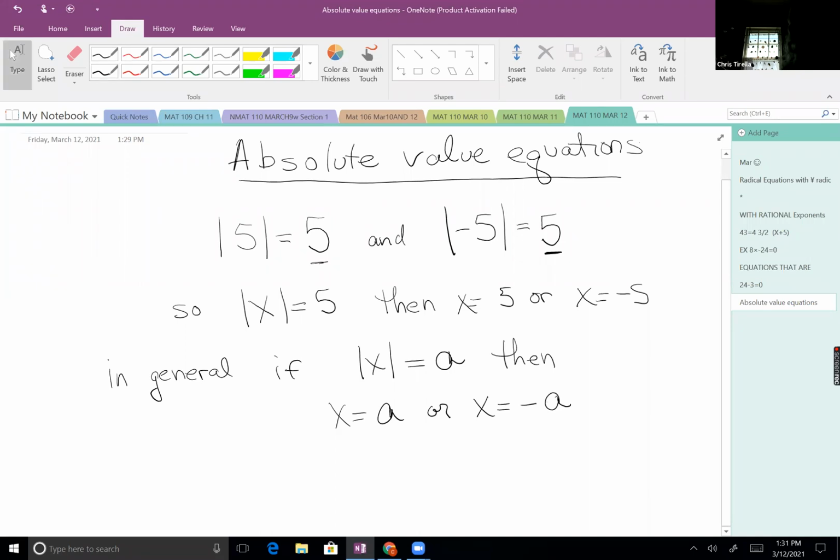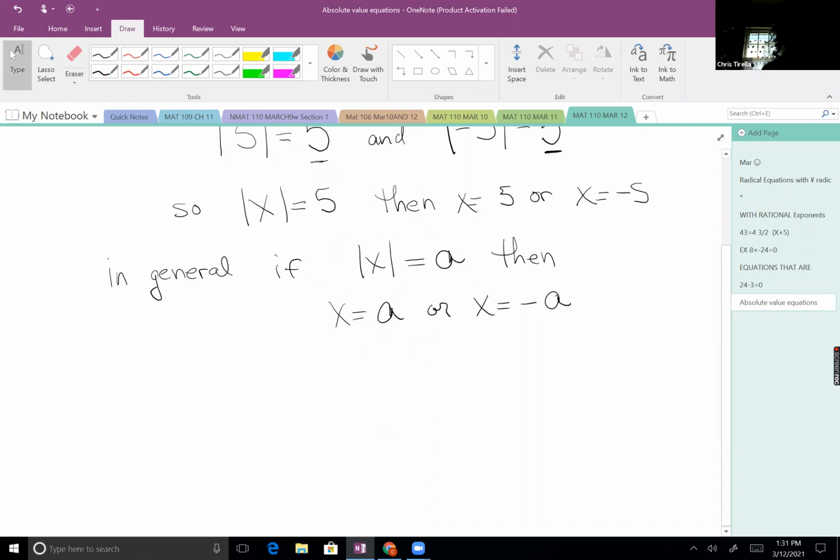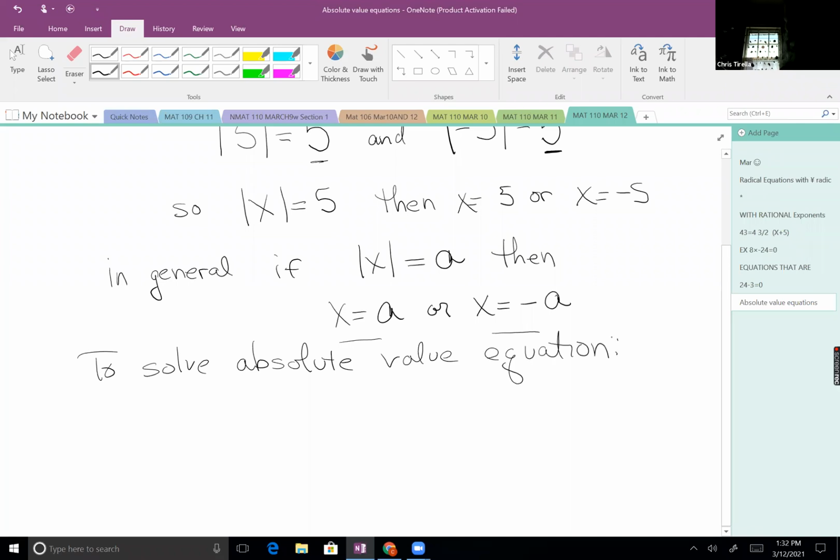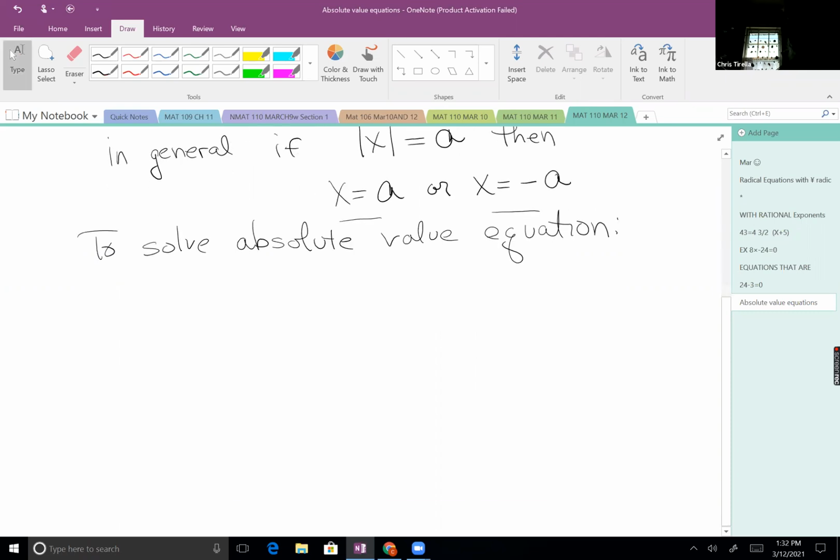And so I like to remember that if I have an equation with an absolute value, that absolute value has 2 bars. And the 2 bars remind me that I'm going to turn that into 2 equations. So to solve an absolute value equation, and again, let's go through an example as we work out how to do this.